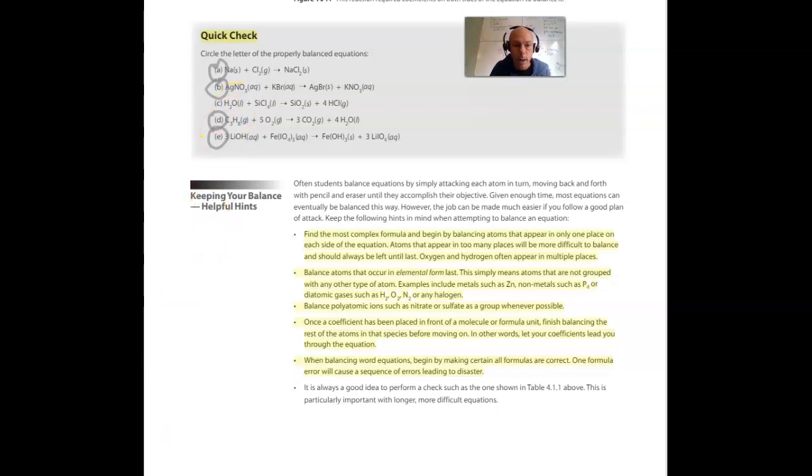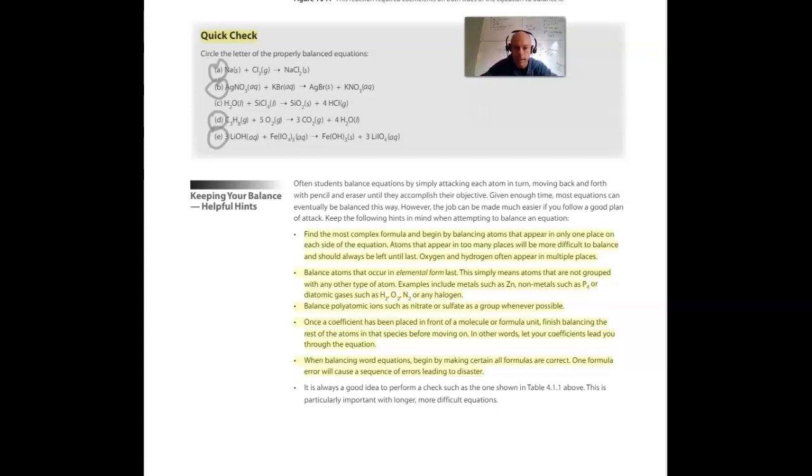All right, so we're going to go down now to this section that says keeping your balance, helpful hints. These are really helpful when you balance equations. There's other ways to balance equations, but I find these to be the most helpful hints. I'm going to read these to you. First one says to find the most complex formula and begin by balancing atoms that appear in only one place on each side of the equation.